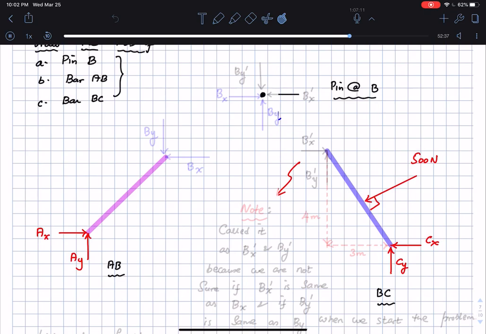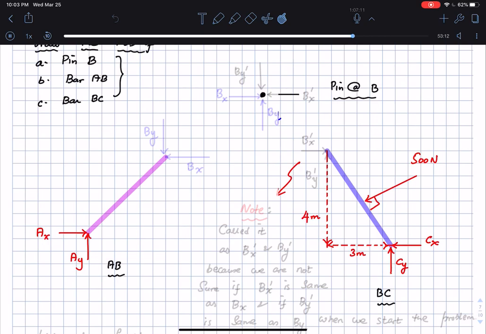So I'm just going to be drawing those here and here as well, just to make sure that we have all these drawn up before we start solving the problem. So I'm going to be drawing that in dotted lines. Okay, so we know that this is going to be 3 meters, and this is going to be 4 meters, right, because we have the slope triangle of 3, 4 and 5.